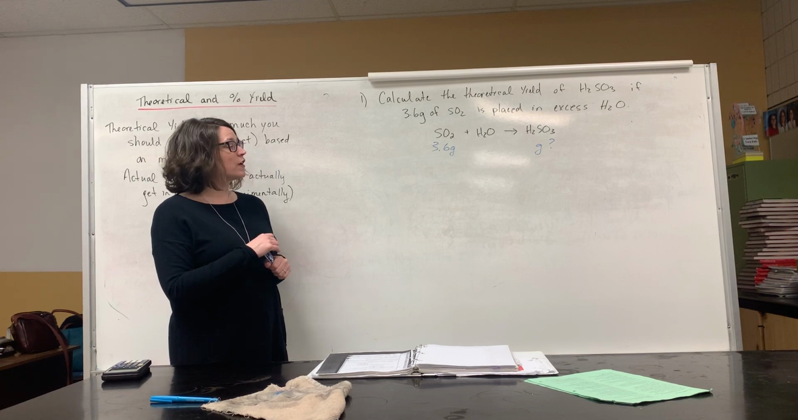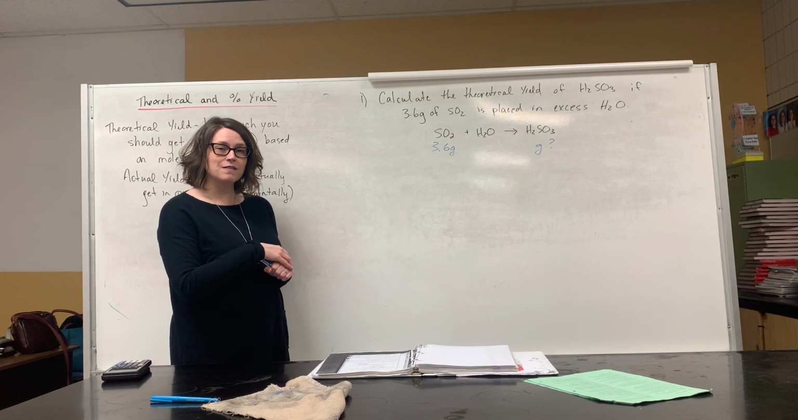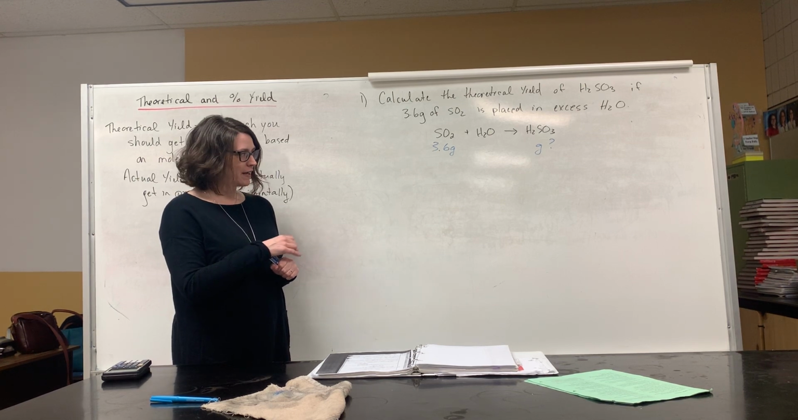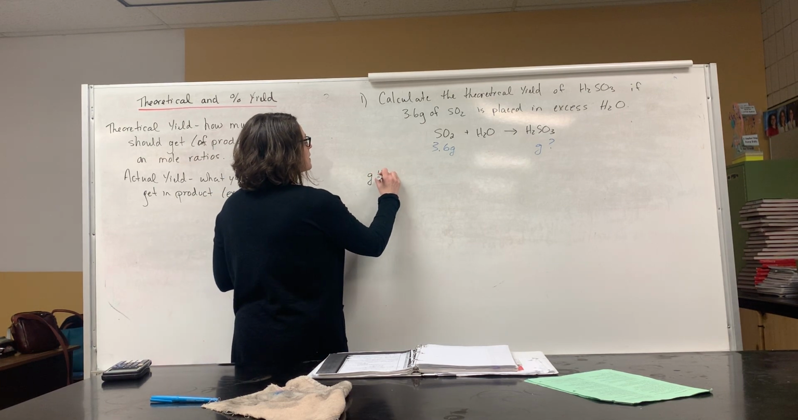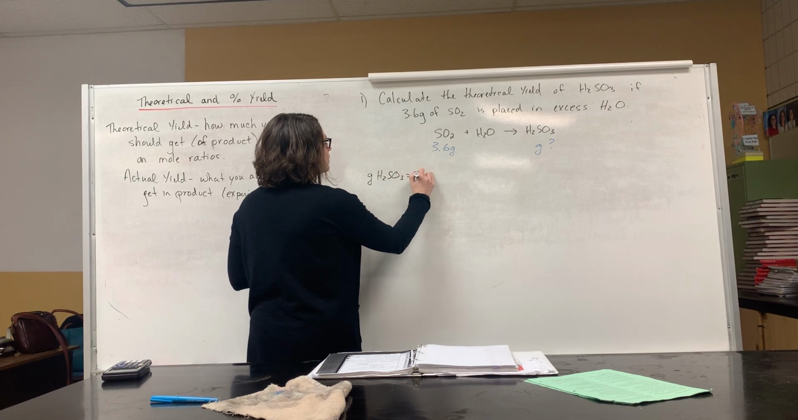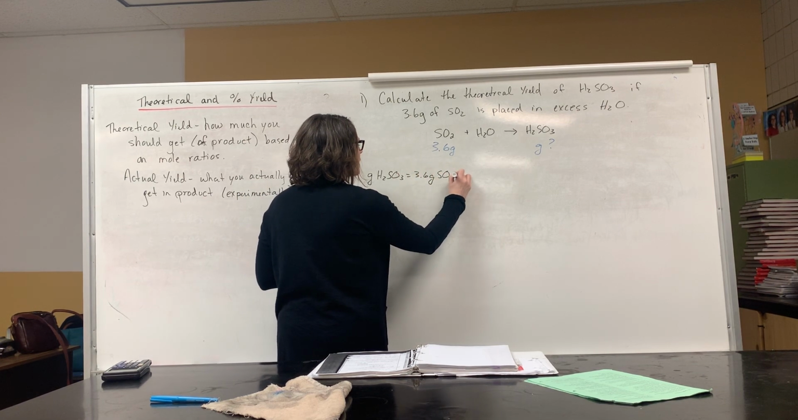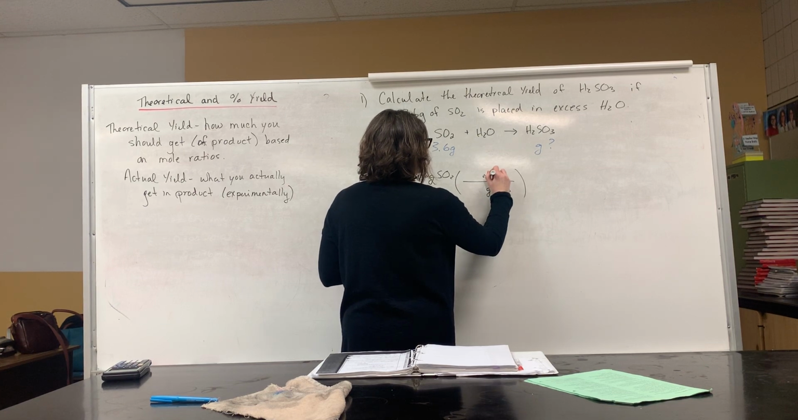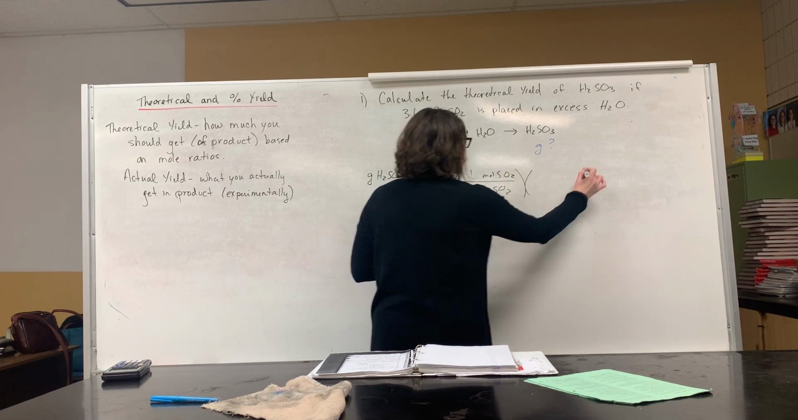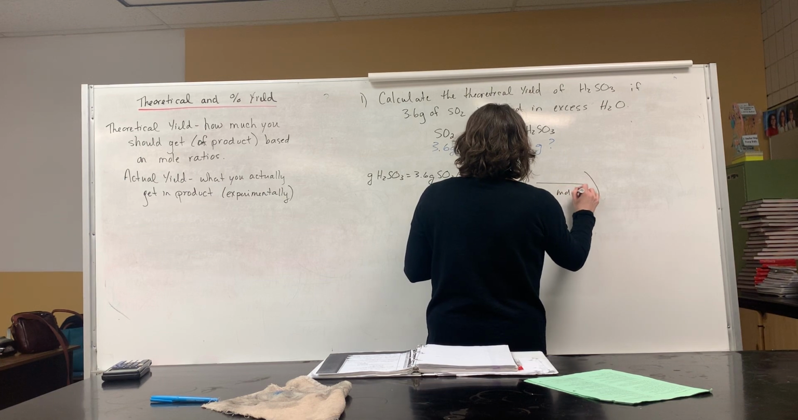So what are you going to do? It's a grams to grams question. How many brackets? Three brackets. So you're going to go ahead and solve that now. Grams of H2SO3 equals 3.6 grams of SO2. First step, change that into moles. Second step, mole ratio.